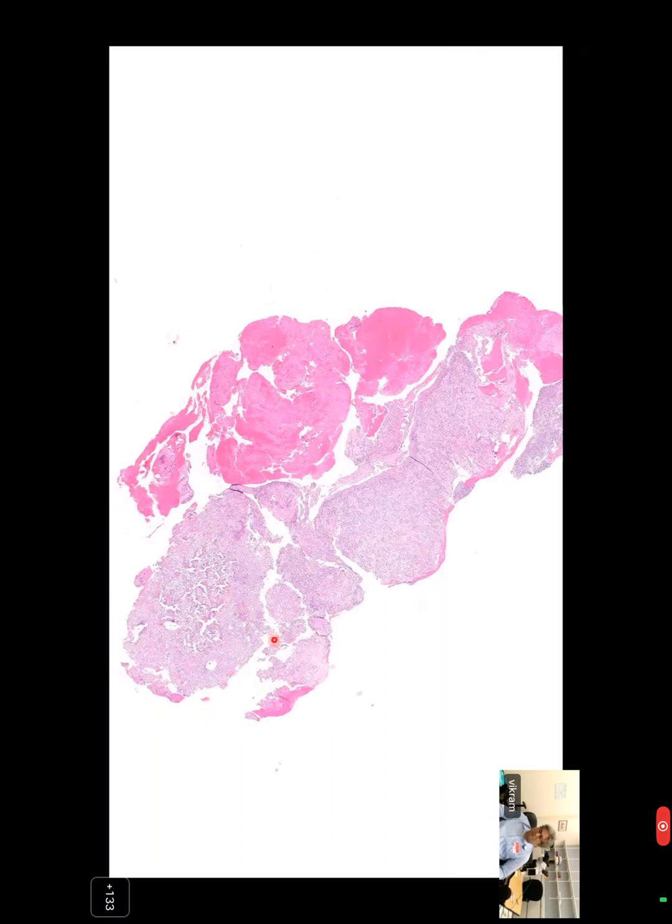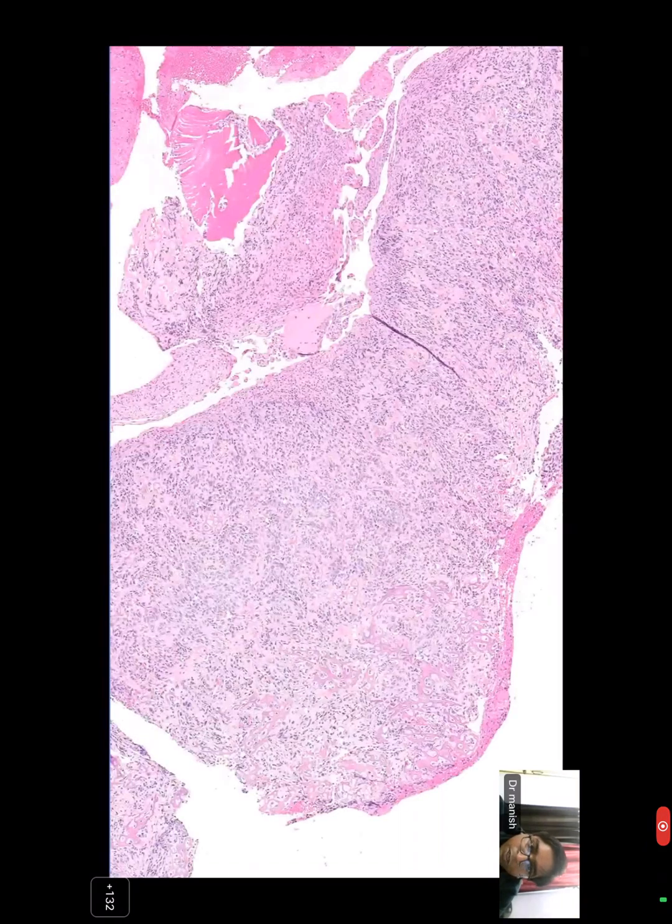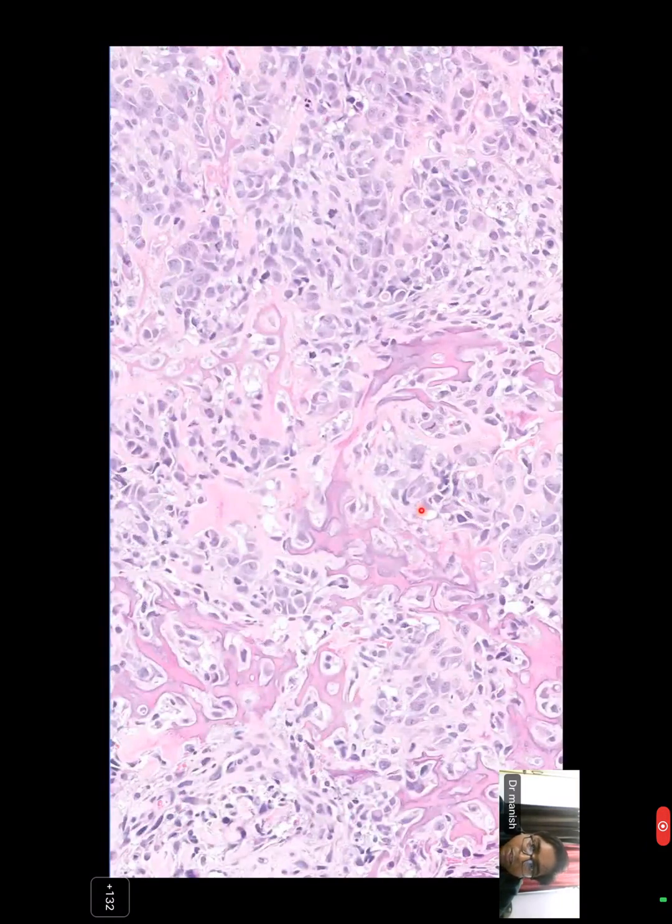Sir, this is on low power microscopy. There is a highly eosinophilic area towards the left side. Let's actually just get to the right side. This is the right side, right? Yes. So what do you think this material is?